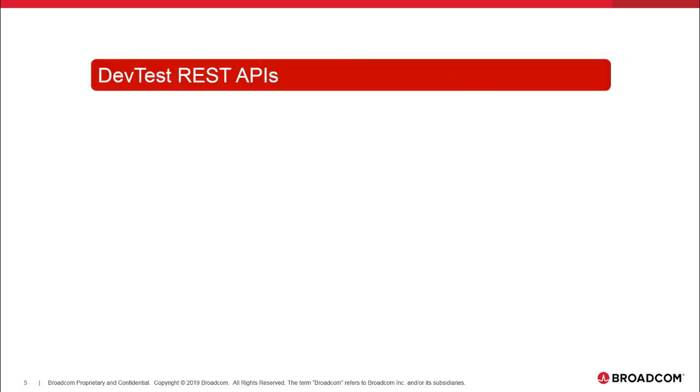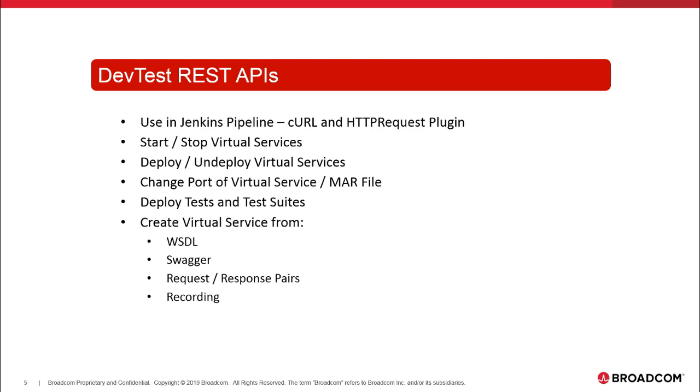So REST APIs, I mentioned this before, using Jenkins pipeline, curl, HTTP request plugin. Those are things that you do want to have. So when you set up your Jenkins, you want to put those plugins in. You want the HTTP request plugin, you want the pipeline utility steps. If you're on Windows, I recommend getting curl for Windows. So let's go look at the demo.